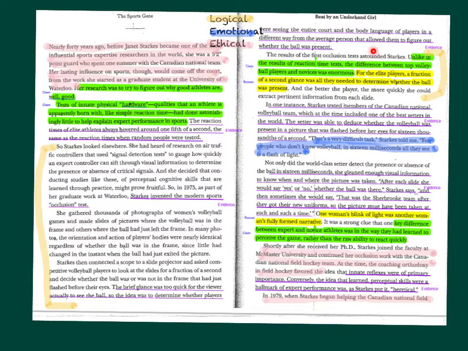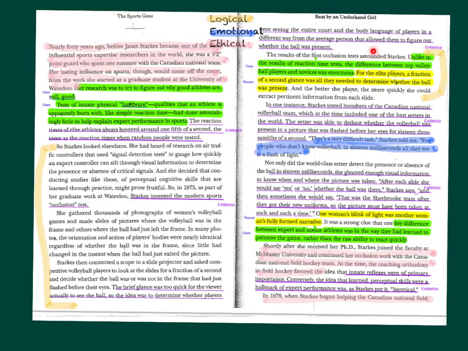You can see there, I only found one example of an emotional appeal that I colored blue when Stark says, "That's a very difficult task for people who don't know volleyball. In 16 milliseconds, all they see is a flash of light." So I think that the author here is trying to really get you to feel like this is awesome, these players, that's amazing. Maybe have that sense or emotion of amazement, excitement, disbelief, that sort of thing.